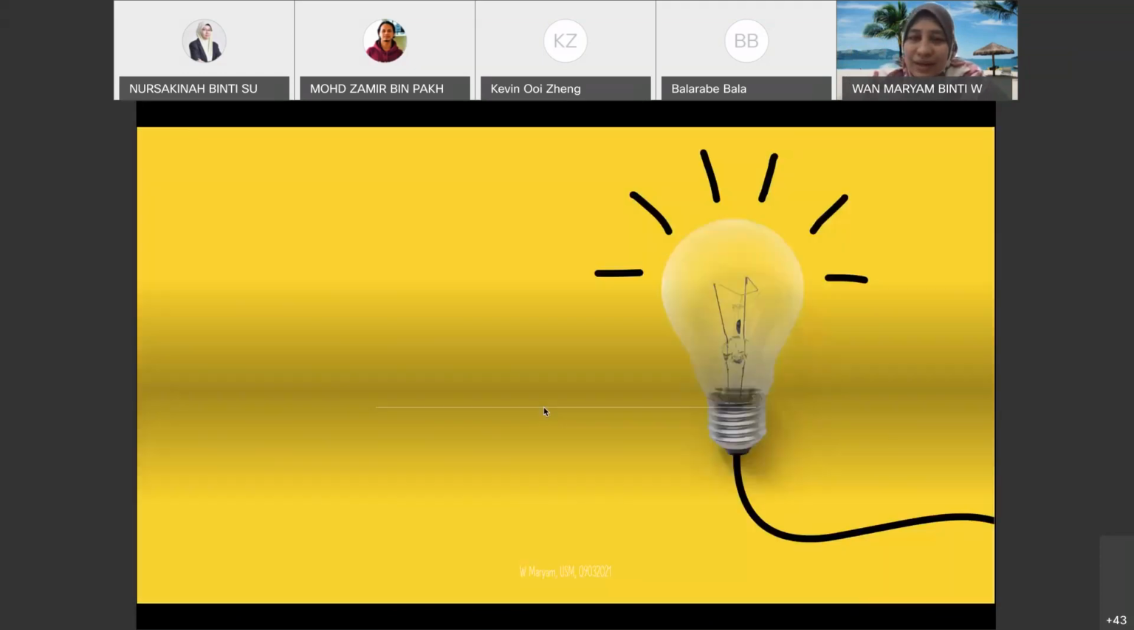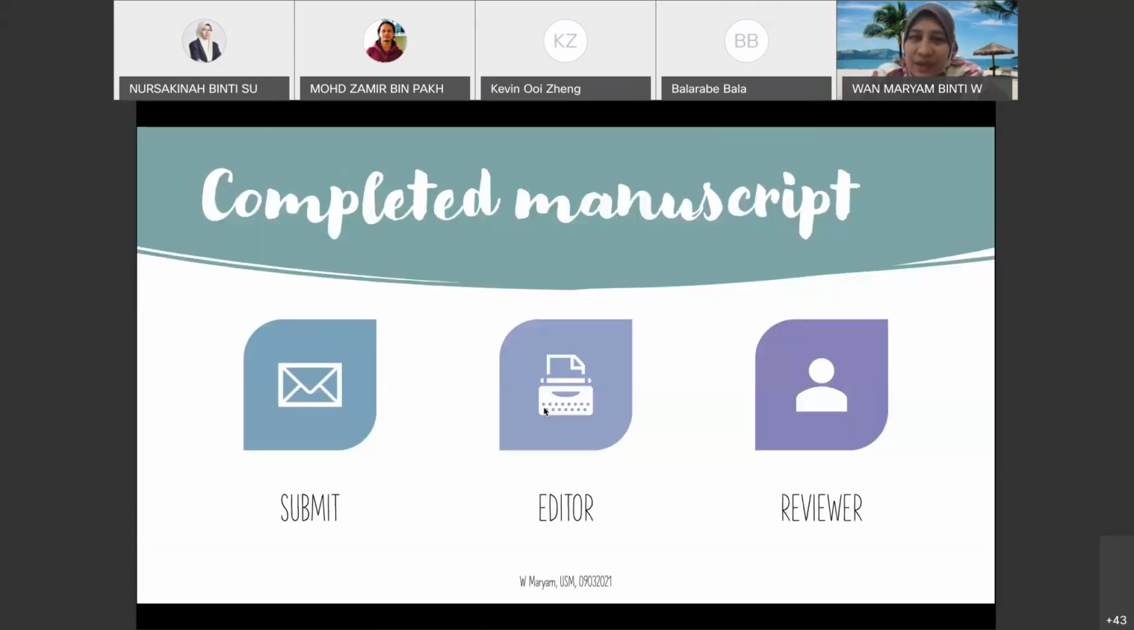So a completed manuscript, you submit, it goes to the editor, it goes to the reviewer. That's the process. It doesn't go straight to the reviewer and then come back to the editor. No, it will always go to the editor first. The editor will skim through first. Can it go to review or not? If yes, it goes to the reviewer.